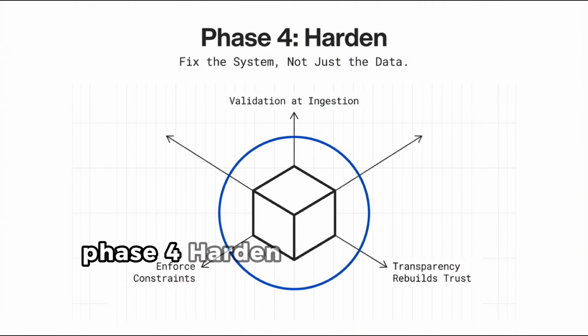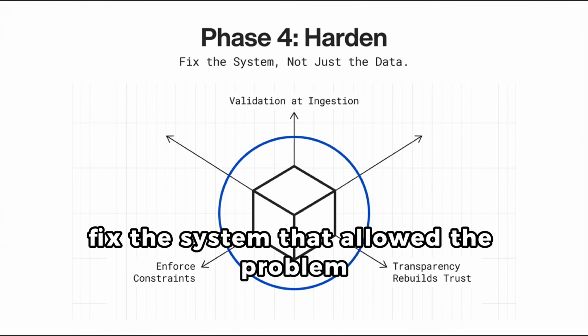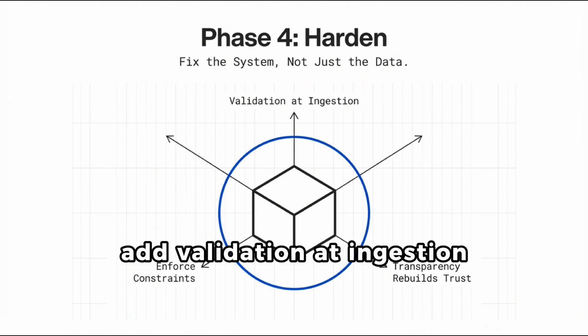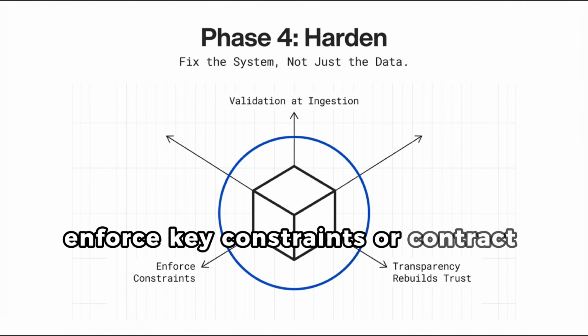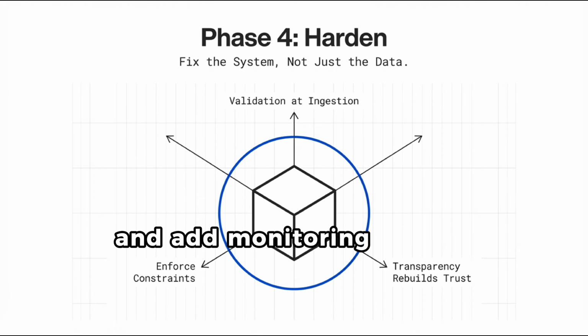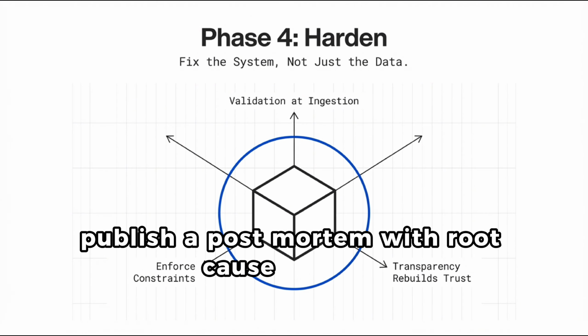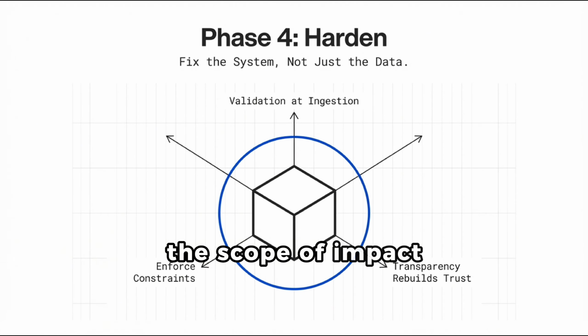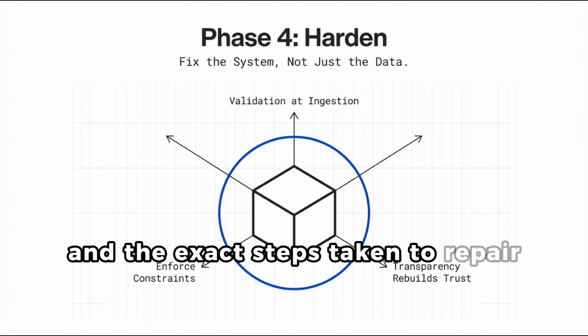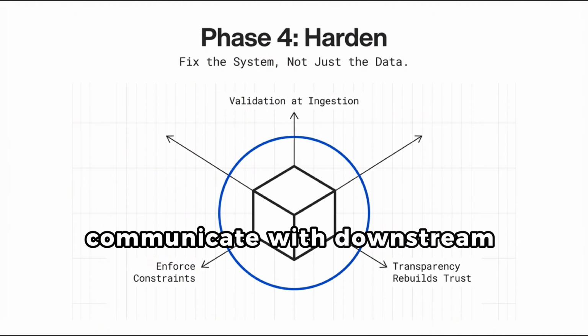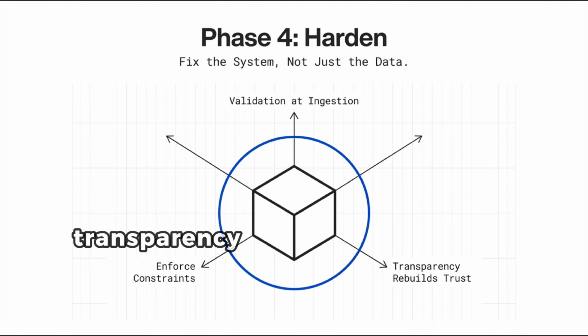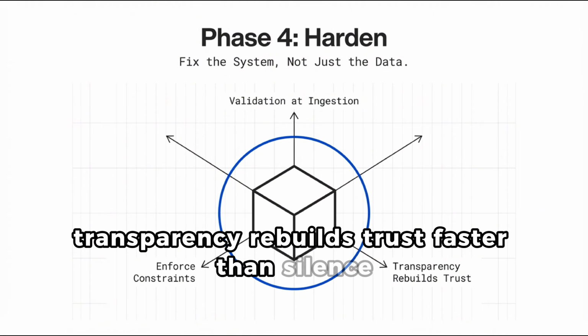Phase 4. Harden and restore trust. Don't stop at fixing the data. Fix the system that allowed the problem. Add validation at ingestion. Enforce key constraints or contract checks, and add monitoring for the invariants that failed. Publish a post-mortem with root cause analysis, the scope of impact, and the exact steps taken to repair. Communicate with downstream teams and consumers. Transparency rebuilds trust faster than silence.